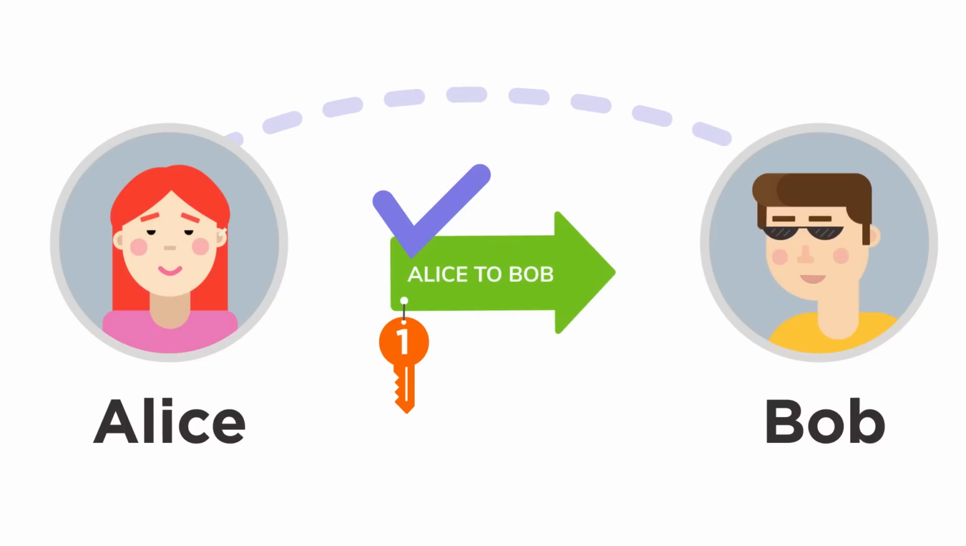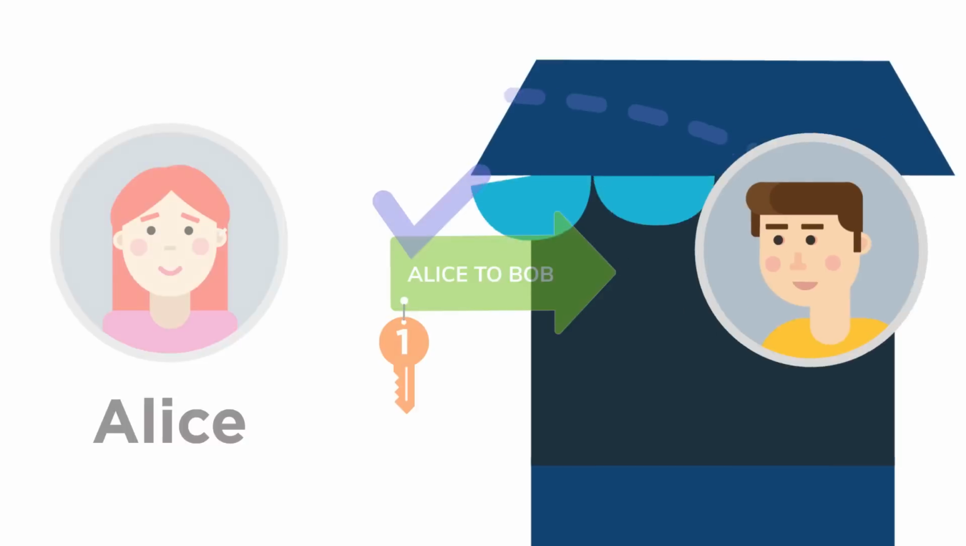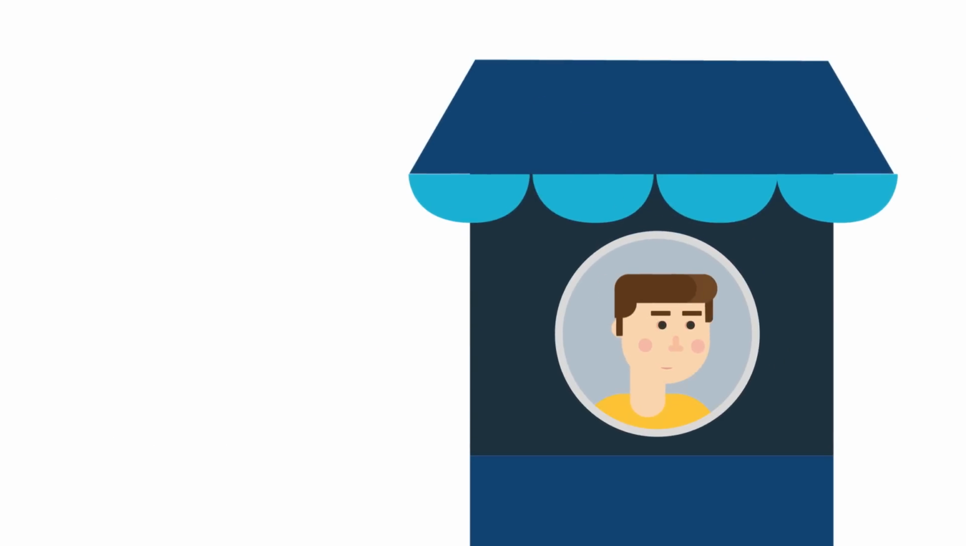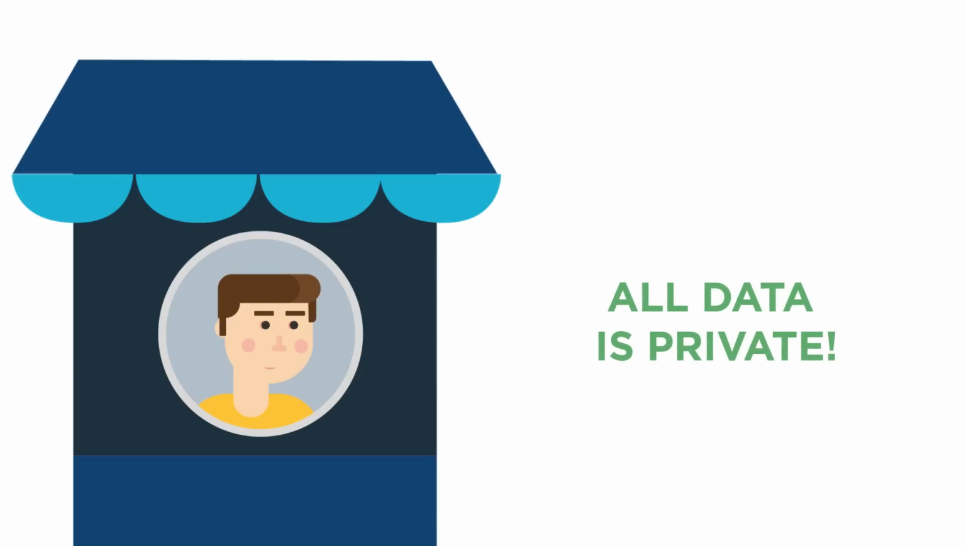Bob can rest assured that no one else can see when or if any Monero was sent to him. If Bob were a merchant, this feature would be a great benefit because no one can tell how many different customers he has, whether any of them are repeat customers, or if he has any customers at all.